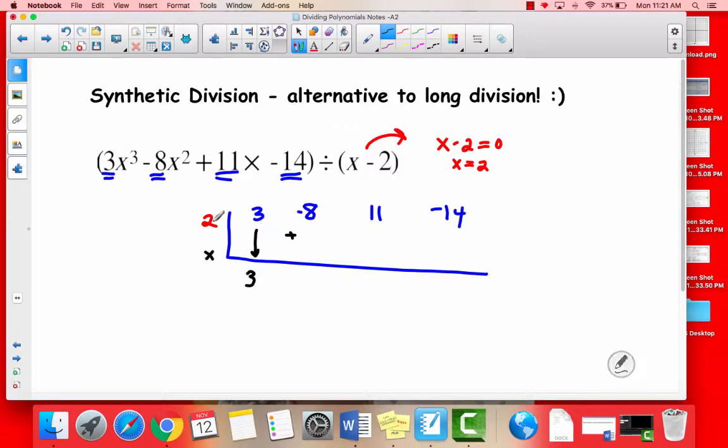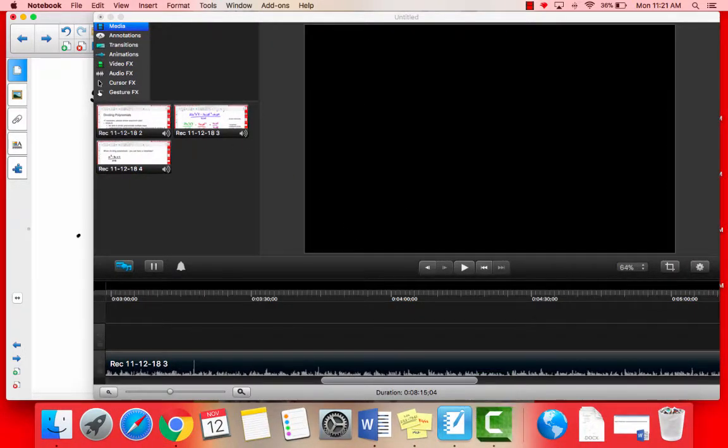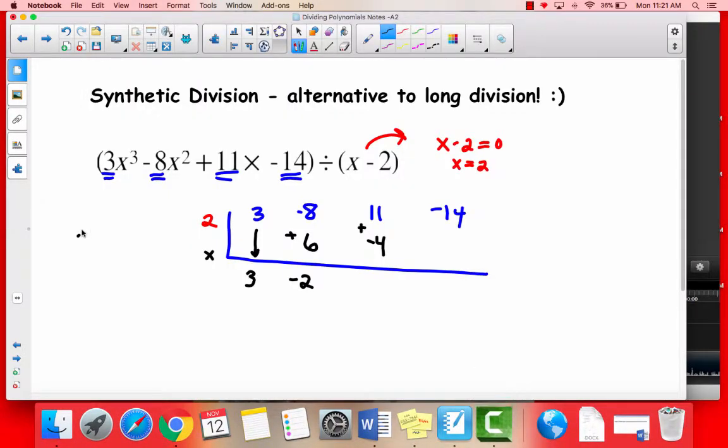So what you're going to do is multiply 2 times 3, so we get 6. And then you're going to add these numbers vertically. So -8 plus 6 is -2. Then we're going to multiply again. 2 times -2 is -4. Then we add vertically. So 11 plus -4 is 7. And then we're going to multiply one last time. 7 times 2 is 14. Add those together and we get 0.